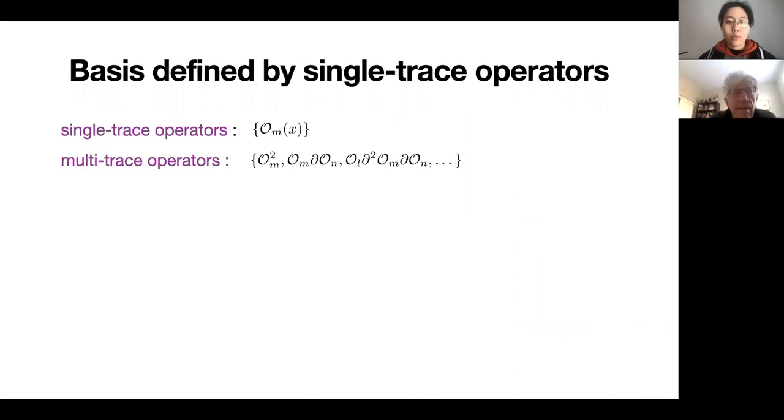Next, let me be more precise about fundamental operators and composite operators. I adopted the names from the matrix model. The fundamental operators contain one trace in the matrix model, so they are called single-trace operators. The composites of those fundamental operators are called multi-trace operators. I will use those names throughout the whole talk.